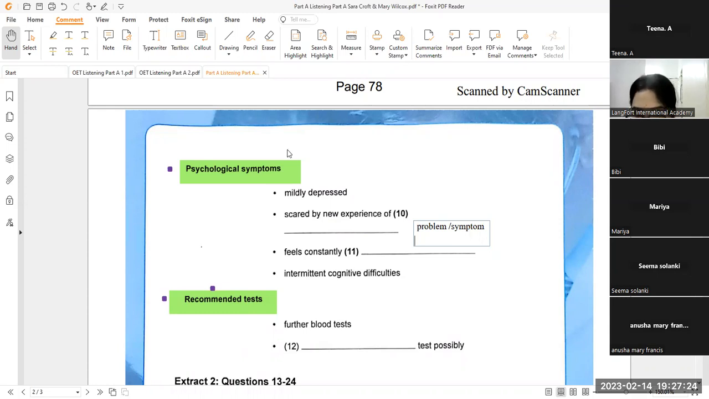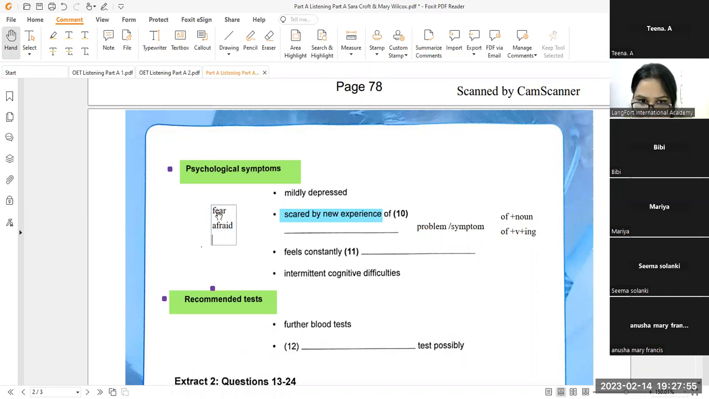We have just discussed that. Whenever "of" comes into picture, it's "of" plus noun, the name of the problem, or if it's an action word, it can be in ing form. Okay, all right. Now, Lavina, can you read the words before the gap here? Scared by new experience. So let's start with the first word. Instead of saying scared, what other words can we use? Fear. Afraid. Yes, I'll take that.